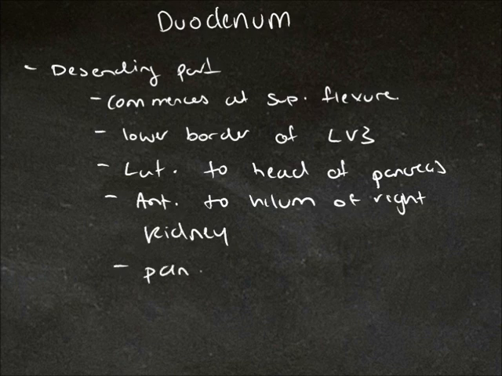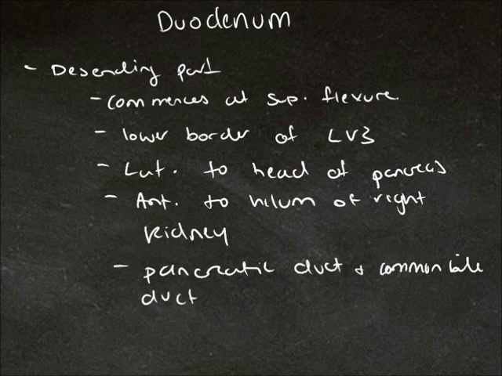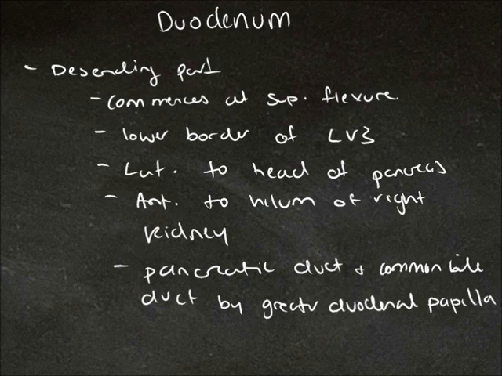The pancreatic duct and common bile duct enter into the duodenum via the greater duodenal papilla. There may also be a lesser duodenal papilla, and this is above the greater duodenal papilla, and is for the accessory pancreatic duct.